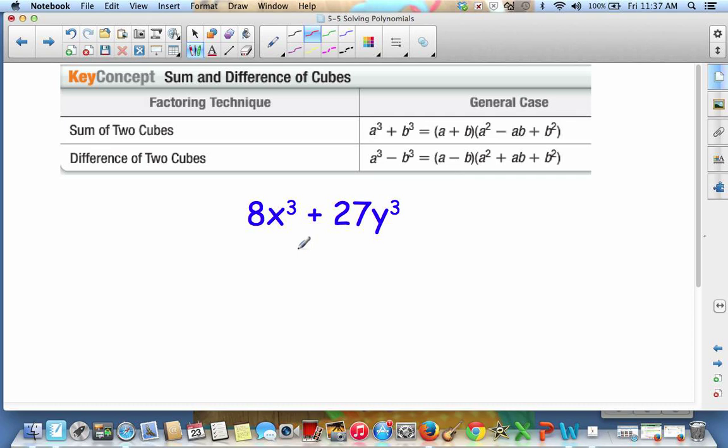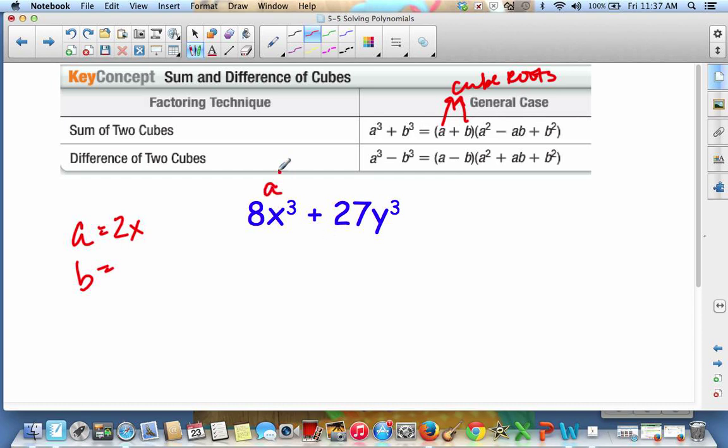So let's look at this first example. We have 8x cubed plus 27y cubed. What I like to do, using my little cheat sheet here, is find what A is going to be and what B is going to be. Remember, A and B are the cube roots. So if we look at 8, what's the cube root of 8? It's going to be 2. The cube root of x cubed is x. So these are both the cube roots of what you have.